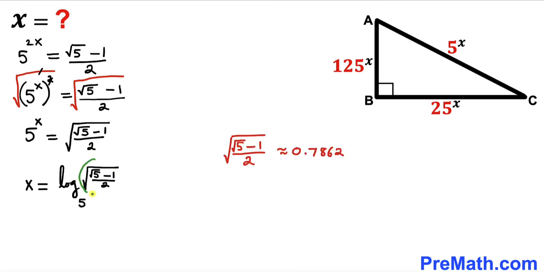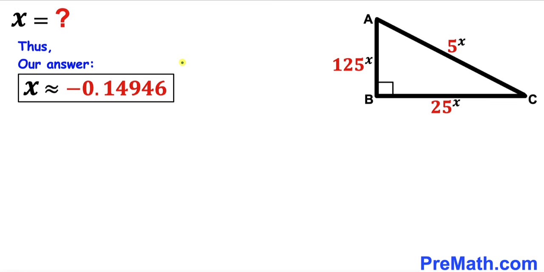And now we can see the value of this square root of 5 minus 1 divided by 2 is approximately equal to 0.7862. And if we use a scientific calculator, our x value is going to be approximately equal to negative 0.14946. So thus after all the calculations and manipulations, our x value turns out to be approximately equal to negative 0.14946. And that's our final answer.